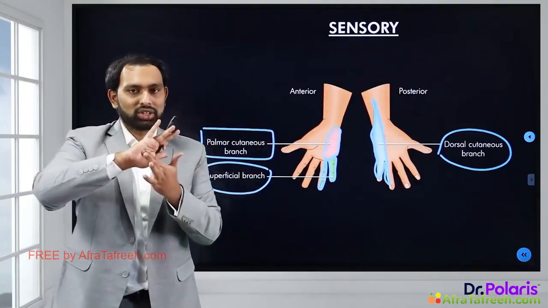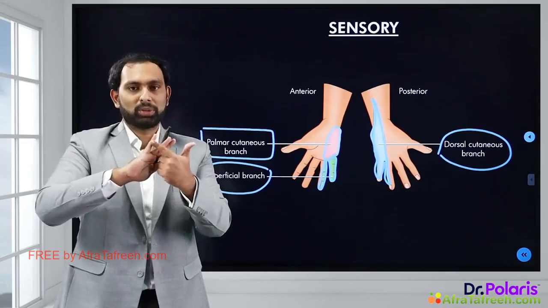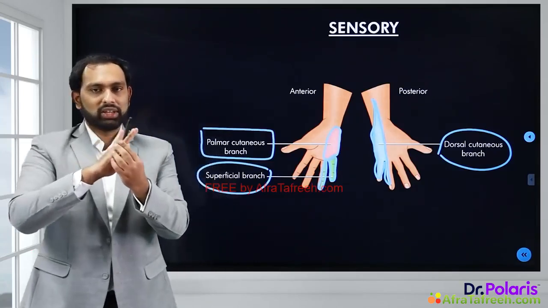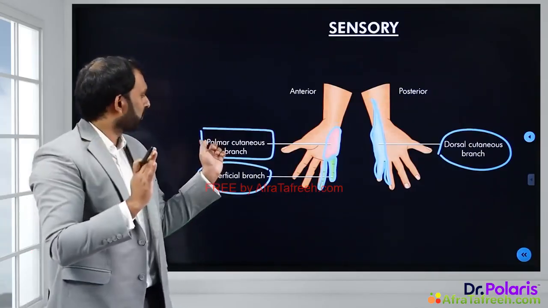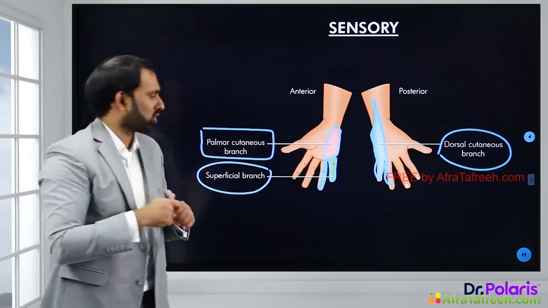Volar or palmar region, it is two ones. One is the superficial branch that is supplying the distal fingers. And then this palmar aspect, that is the hypothenar eminence, is supplied by the palmar cutaneous branch.